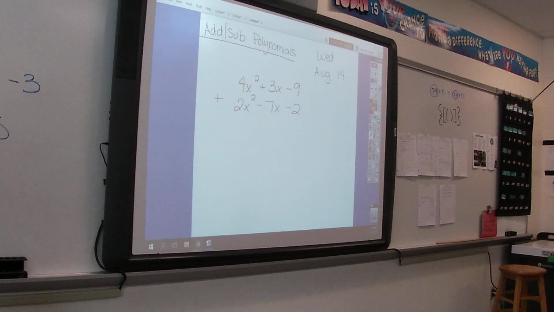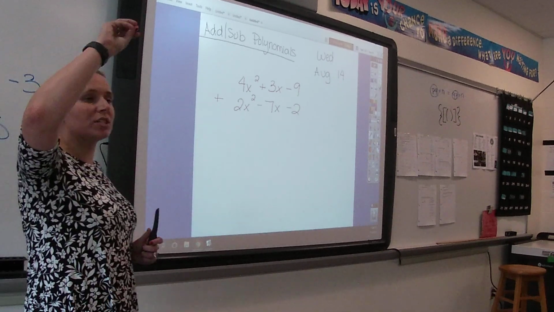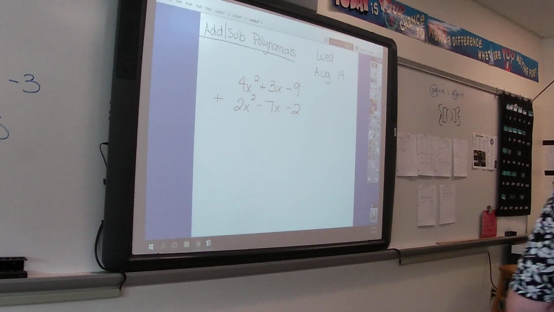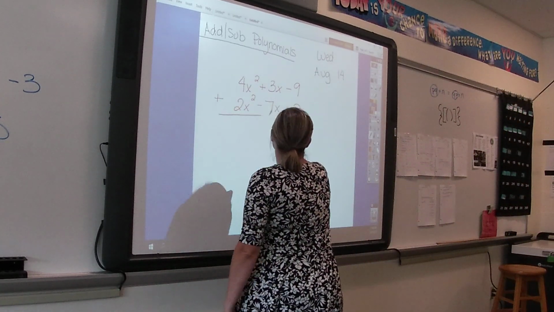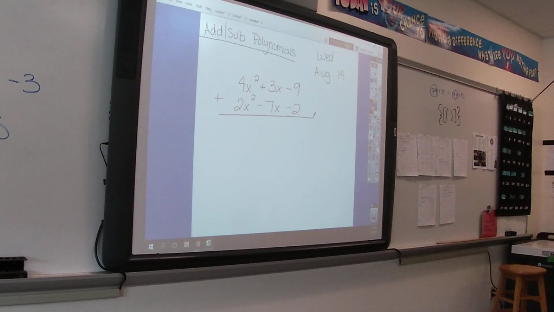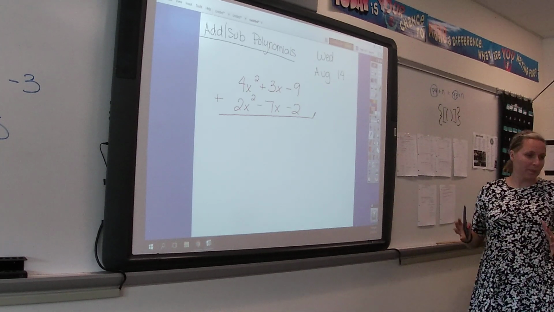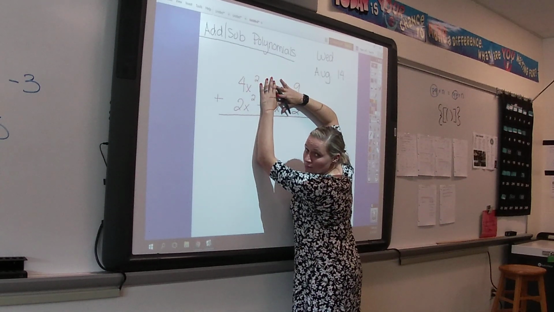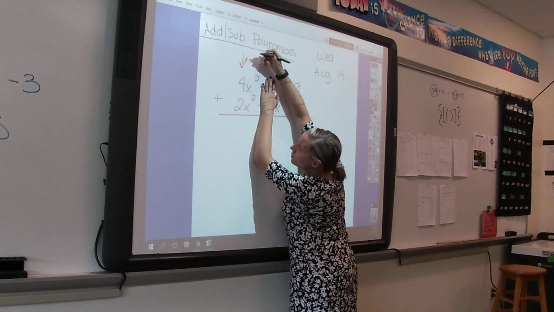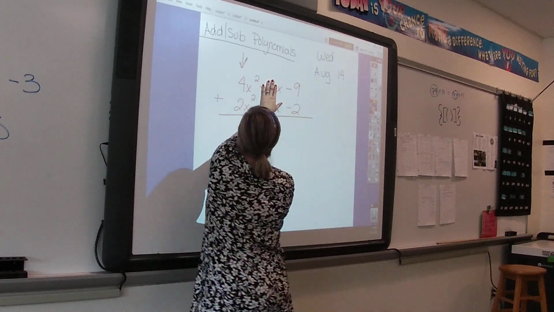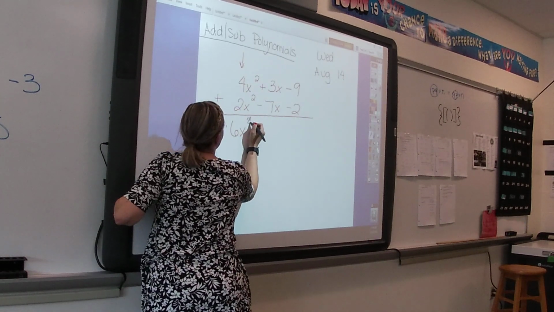If we want to add these two things, we are going to add just like it was multi-digit addition, where we add straight down. Basically all we're going to do is three different problems of exactly what we already have been taught to do. When we add with exponents, what happens to the exponent? It stays the same. So I'm going to ignore all of this and go straight down. 4x squared plus 2x squared is 6x squared, because we already know how to do that.